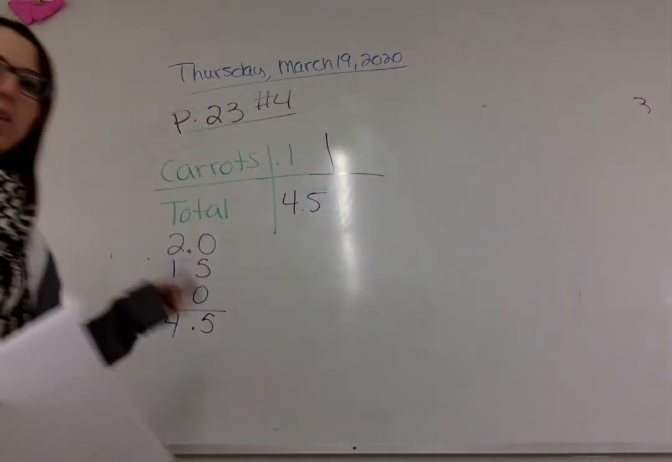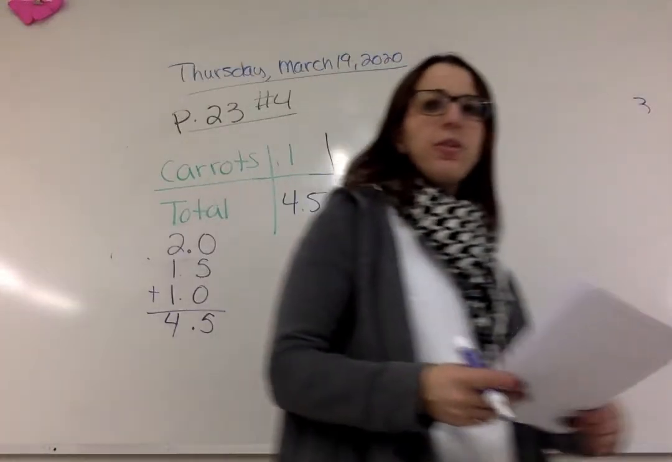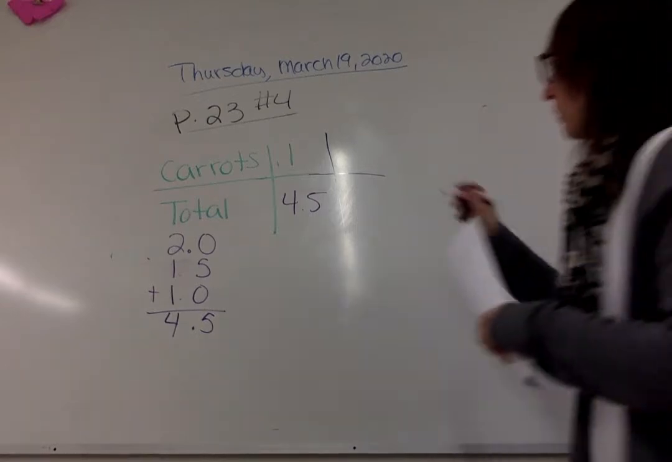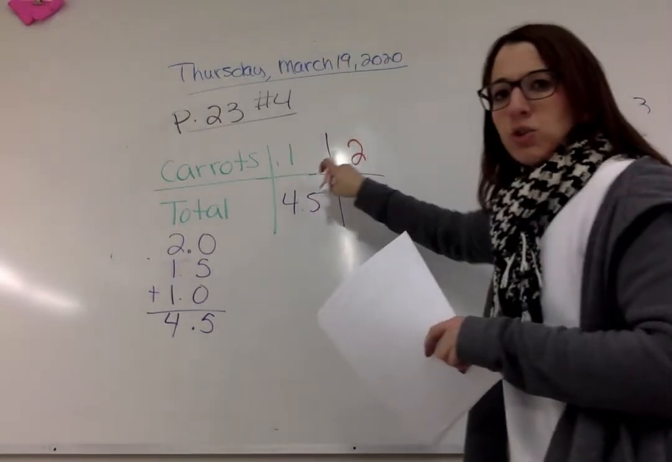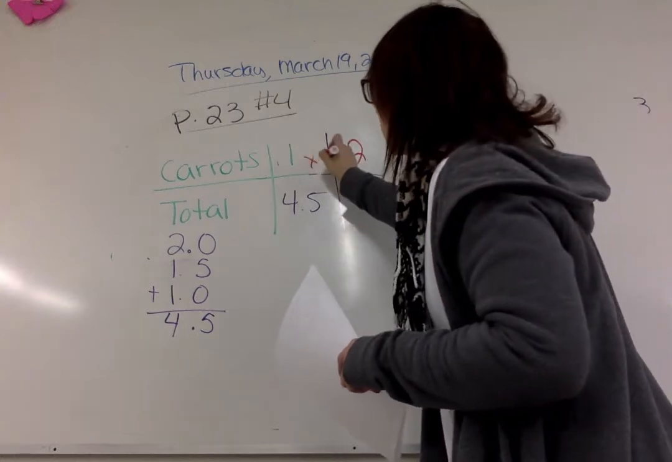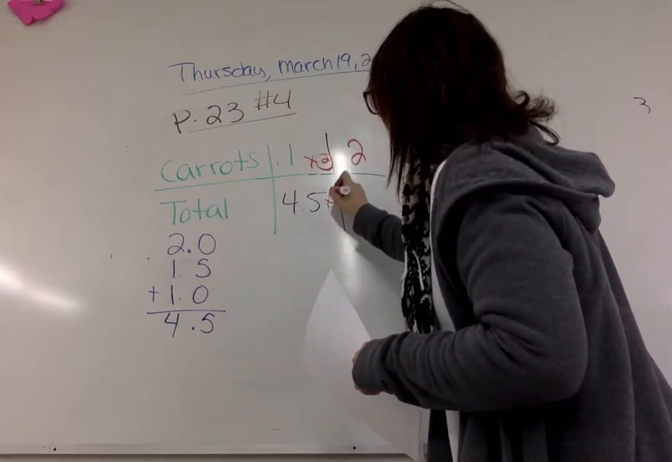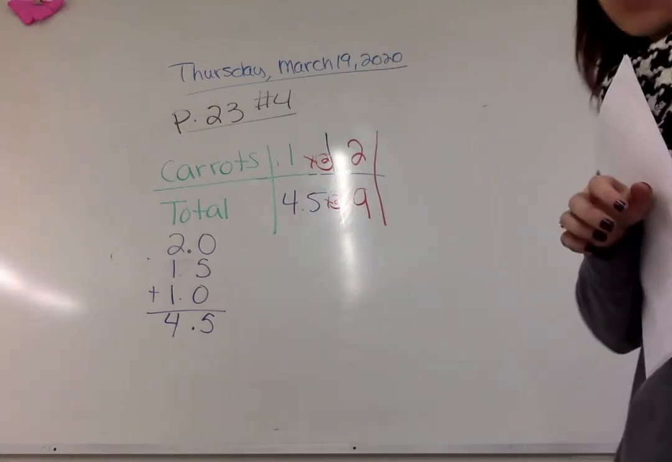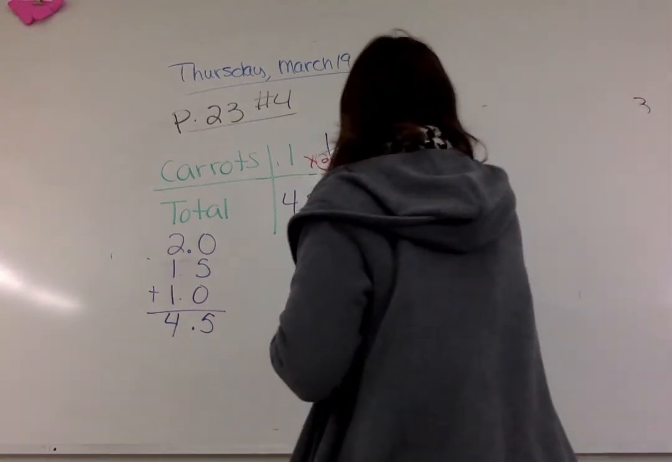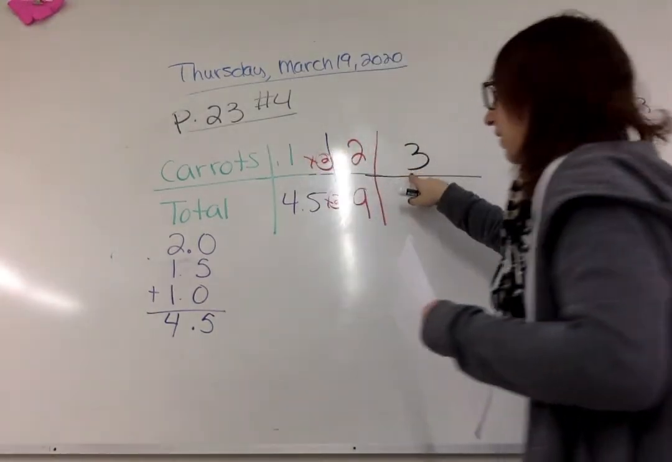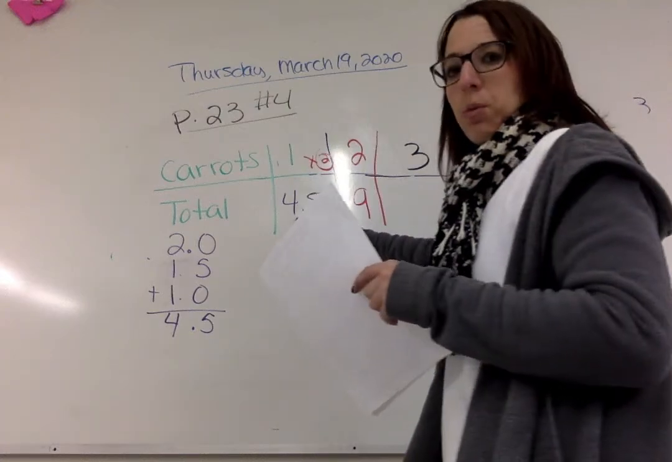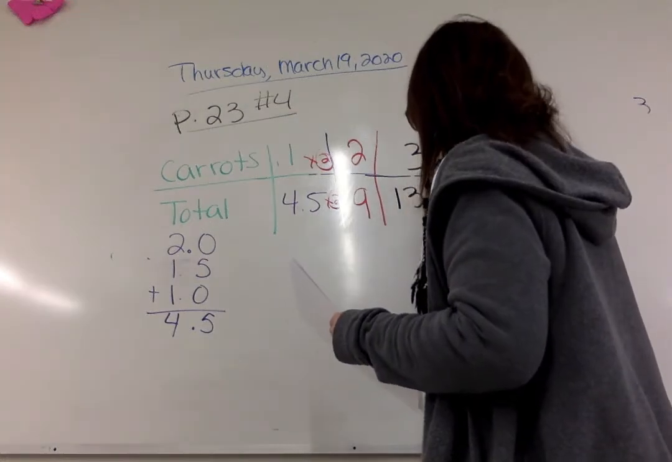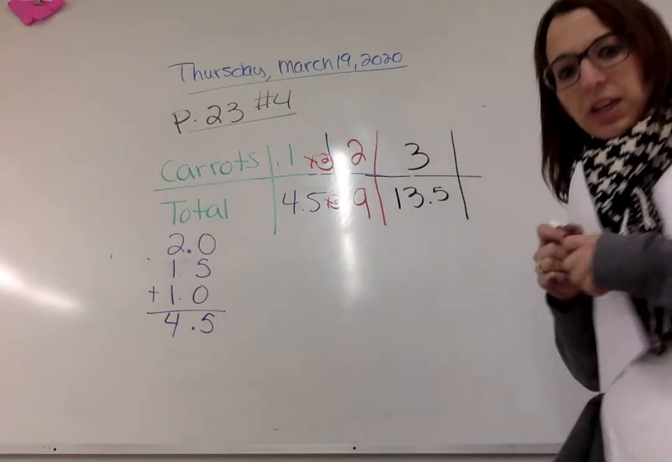Now, to find equivalent ratios, I'm going to figure out the pattern. I'm going to double the numbers. So if I double 1, I now stop at 2, right? 1 times 2 gives me 2, which means I have to multiply the bottom by 2, which gives me 9. So 2 9ths is equivalent as well. Let's move on to the next one. 1 times 3 is 3, and 4.5 times 3 is 13.5. Let's move on to the next one.